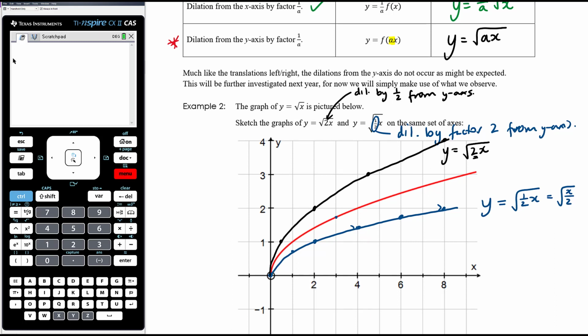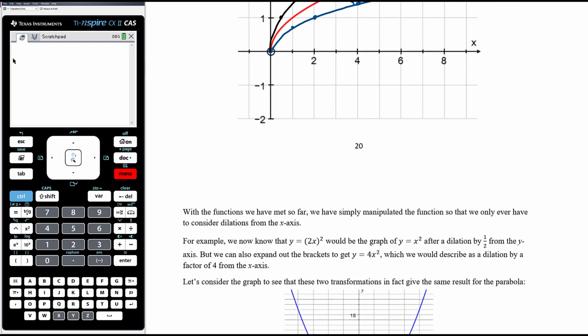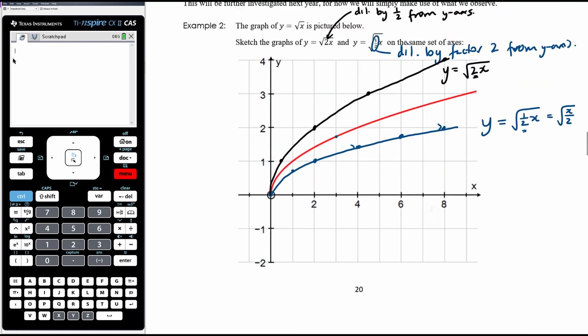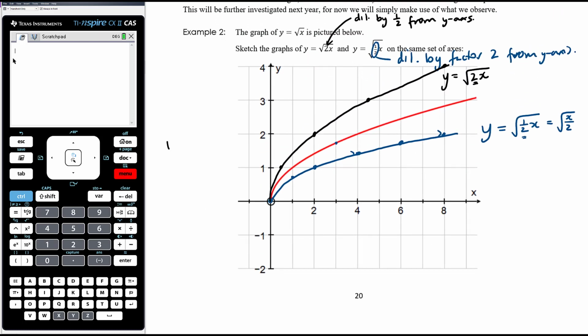Okay, dilation by half for the black graph from the y-axis, dilation by 2 for the blue graph from the y-axis. Okay, so once again, we haven't talked about this dilation from the y-axis before now, and that's because for all the functions before now, we can always manipulate the function first so that we're always thinking about a dilation from the x-axis as opposed to a dilation from the y-axis. We can also do that for the square root function. For example, y equals root 2x, which is dilation by half from the y-axis, from y, just as an abbreviation, sorry.